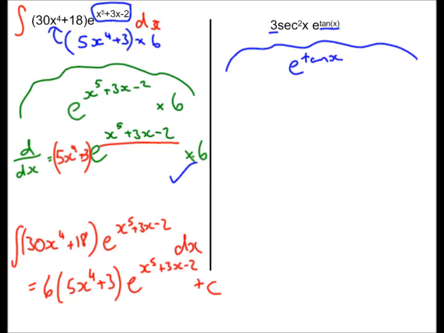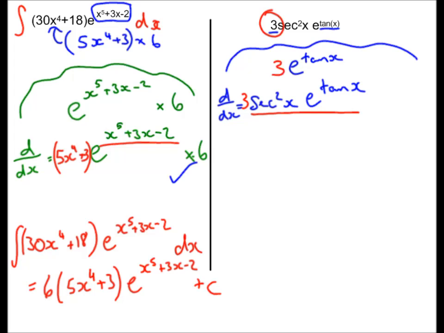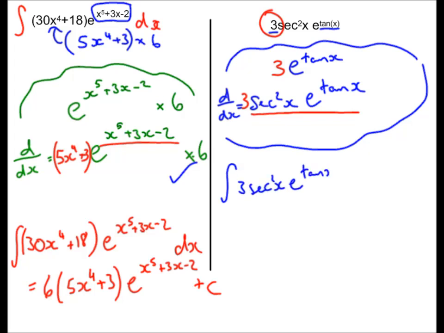When I differentiate this, I'm going to get sec squared x e to the tan x. So I got that by differentiating. Now, we've got one lot of sec squared x e to the tan x. We wanted 3 lots of sec squared x e to the tan x, so I'm going to put a 3 here. To get that 3 there, I needed a 3 in my original. So I can now say, outside my thought bubble, the integral of 3 sec squared x e to the tan x is equal to 3 e to the tan x plus c.